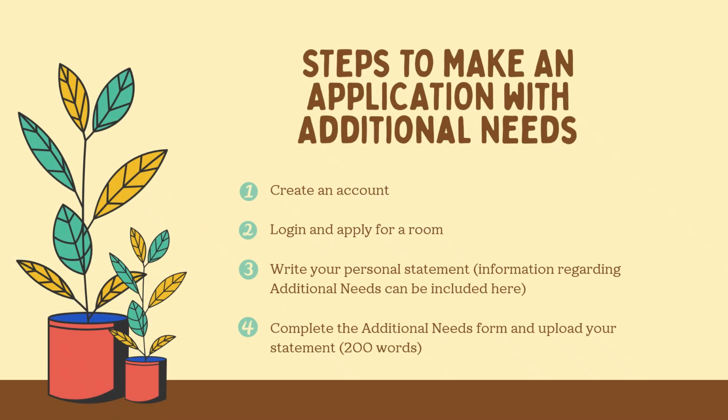Steps to make an application with additional needs. The first thing you will need to do is to create an account on the Accommodation Office's website if you haven't ever applied for accommodation in previous years. If you have applied for accommodation in previous years, you can log in to the Accommodation Office's website to apply for a room. While you're completing this application, you will be asked if you would like a medical condition or disability taken into consideration when applying for a room. If you are registered with the Disability Service and would like your disability taken into account, you can tick yes.